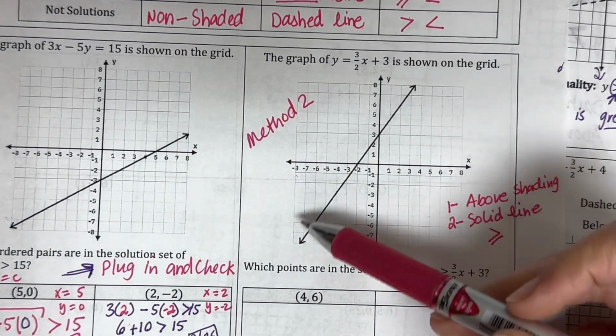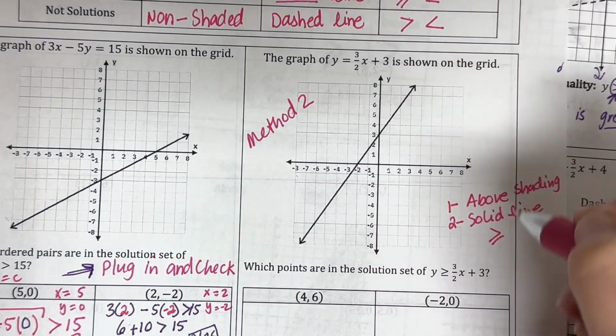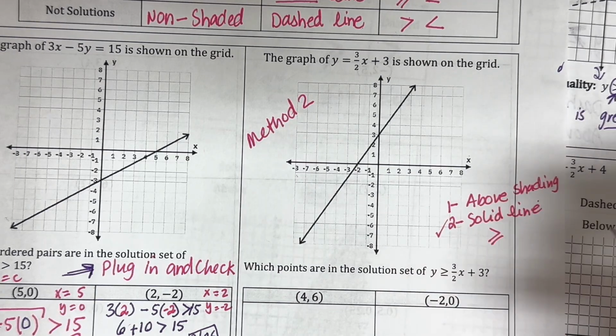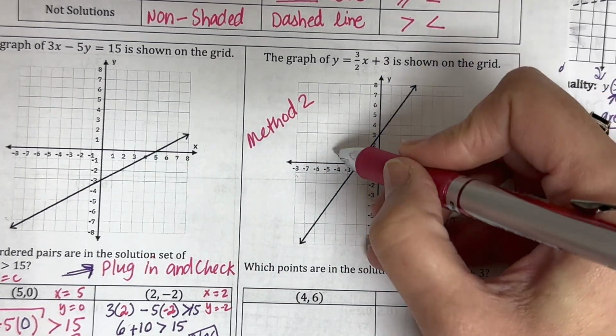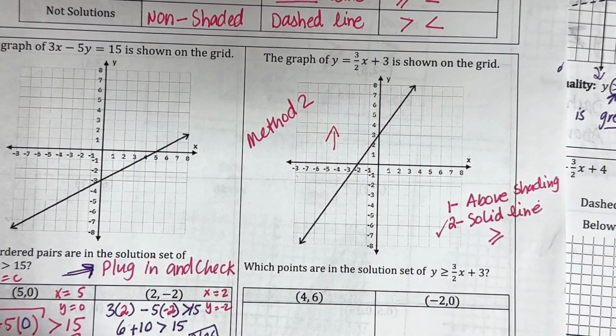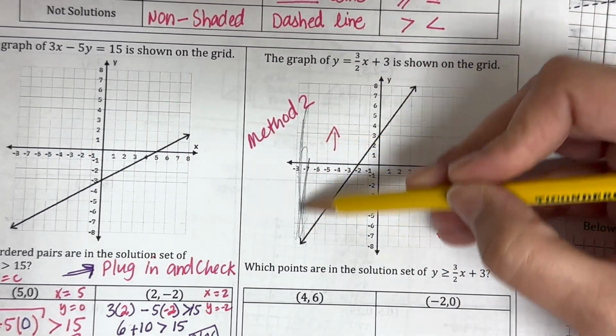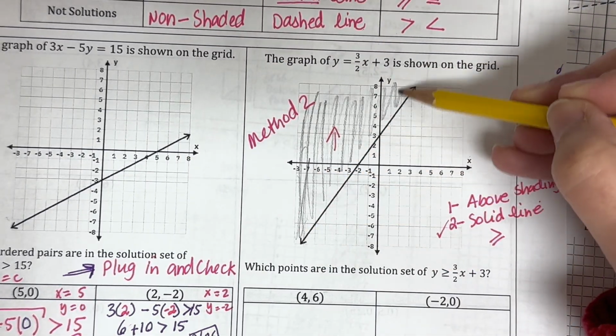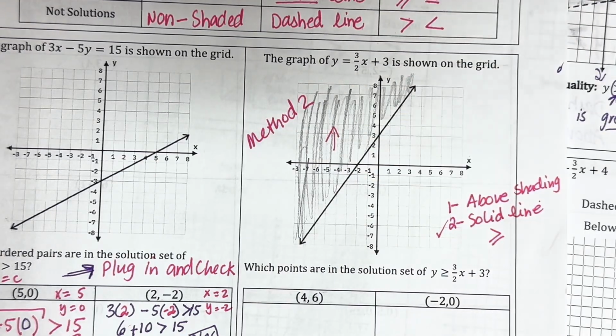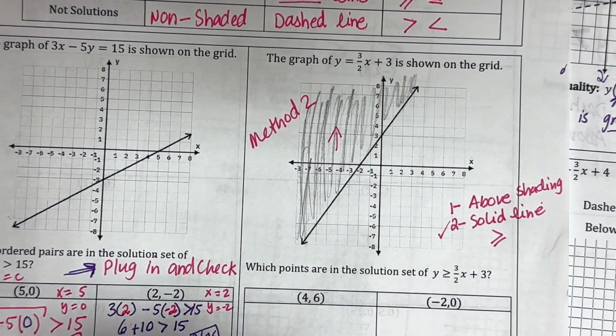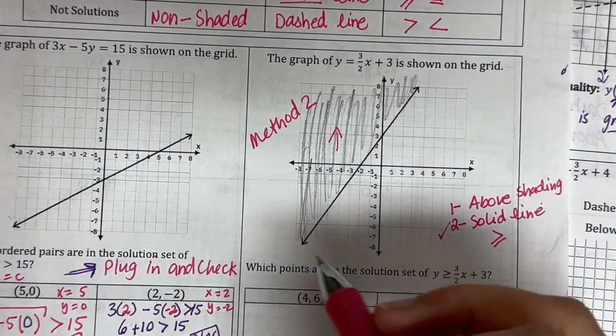So let me check the line. The line is solid. That is true. It is correct. I have to shade above. Above is that region, so all I'm going to do is shade that area. And that's it. Now I'm going to check all these points.